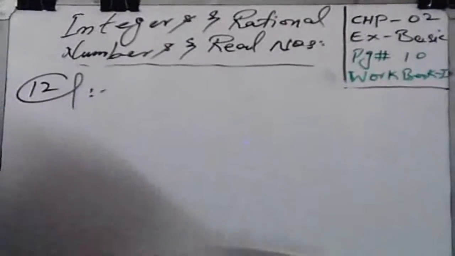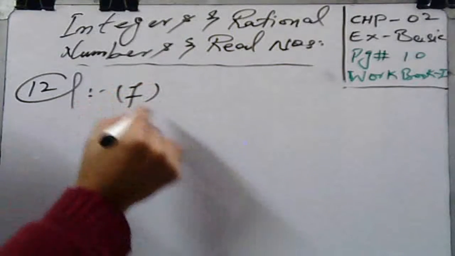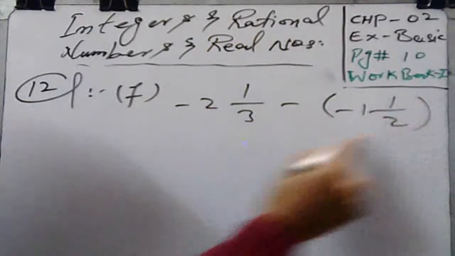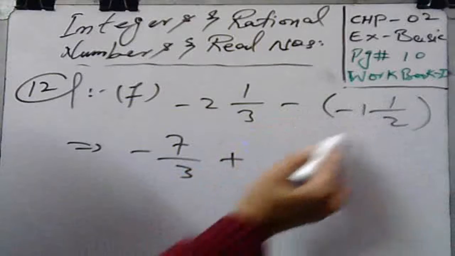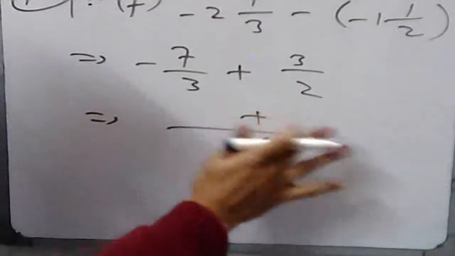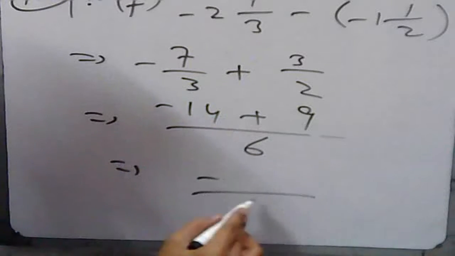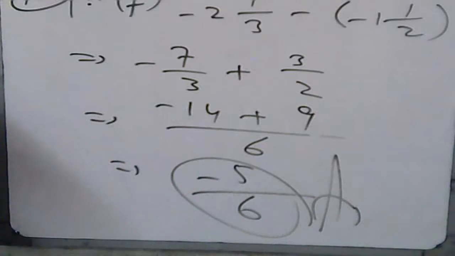Similarly, in F part, minus 2 whole 1 by 3 minus 1 1 by 2, 3 2s are 6, 7 by 3 plus 2 minus plus 2 1s are 2, 3 by 2, 6, 9 and 14, greater value sign, minus 14 minus 9, 10, that is 5. So minus 5 by 6 is your required result.